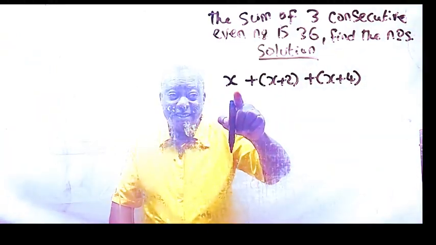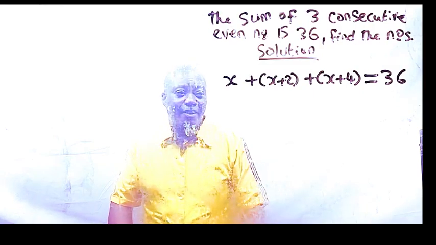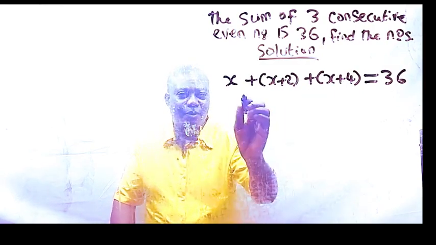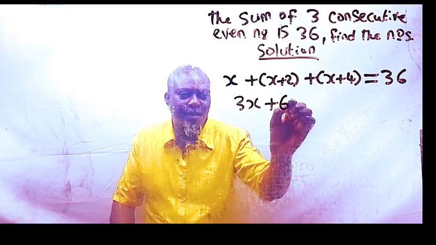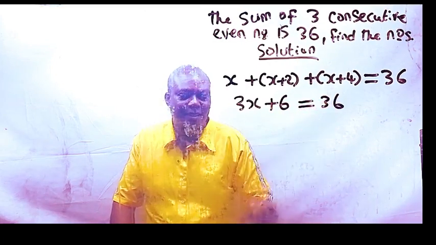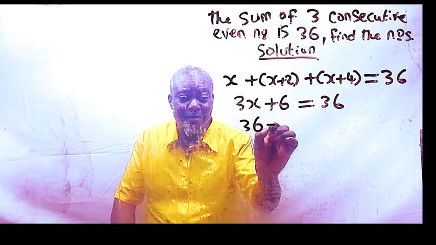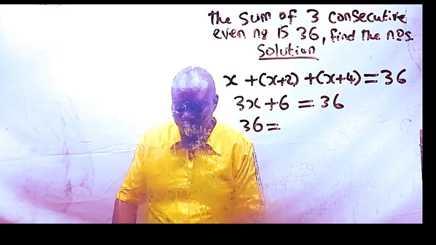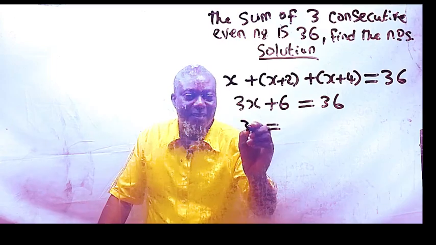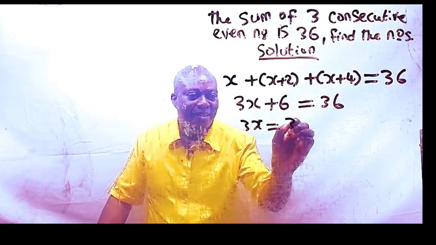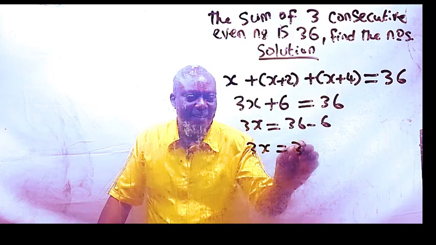But this one, they say they are 3. And what did they say the sum is? 36. So from here, how many x do you have? 1, 2, 3. So we have 3x plus 2 plus 4, 6 equals 36. So we are getting a simple linear equation. So 3x will be equal to 36 minus 6. So 3x will be equal to 30.